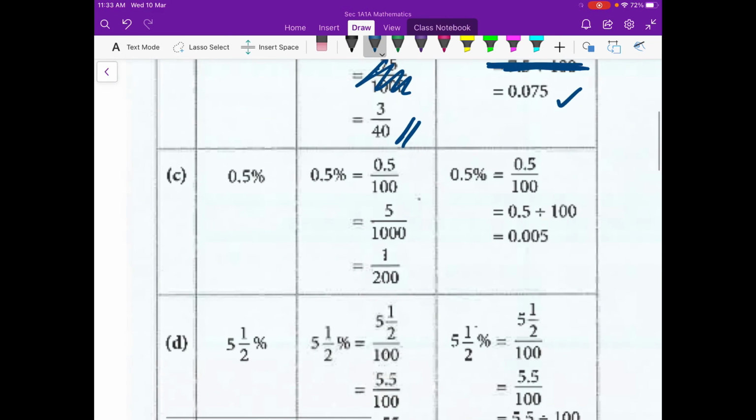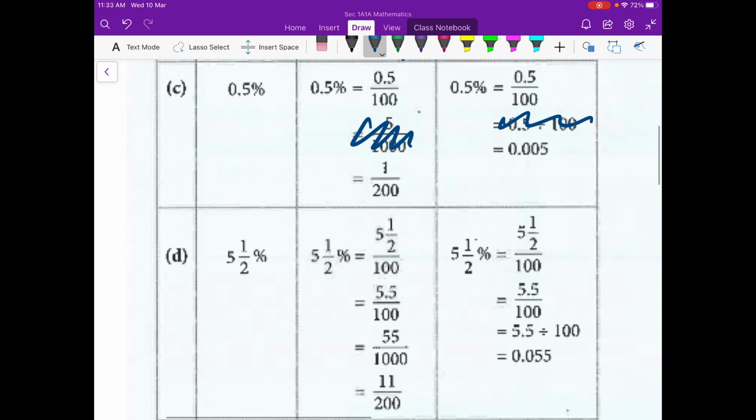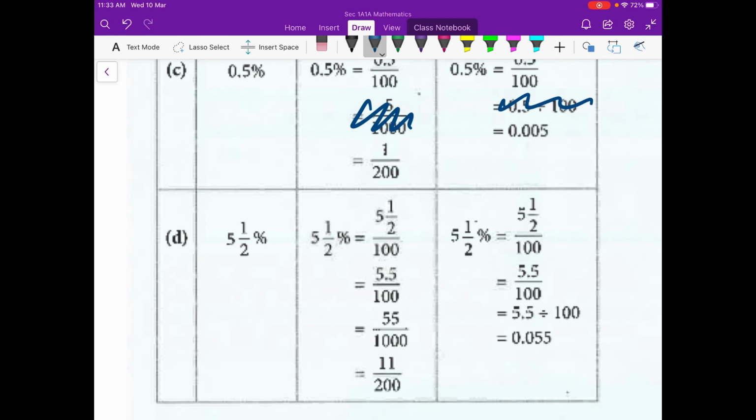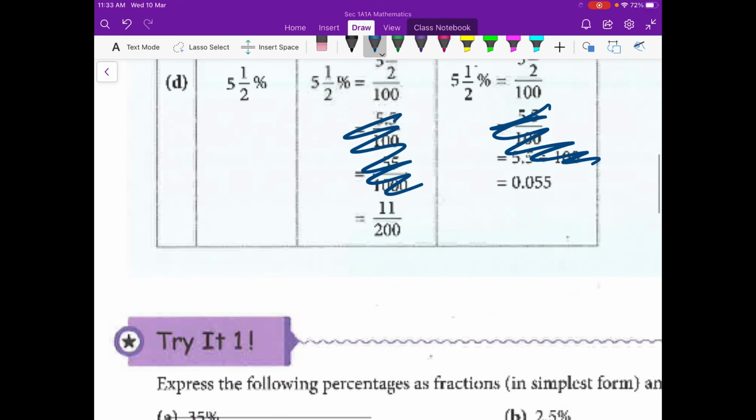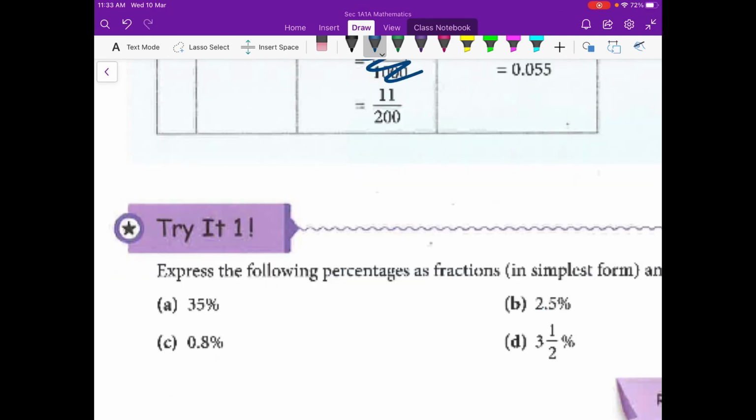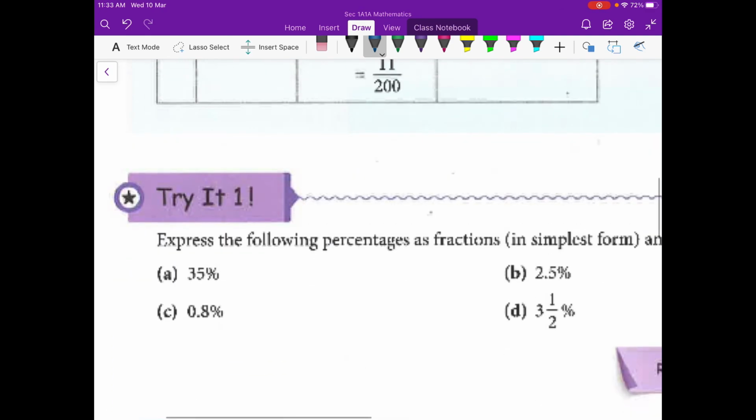Likewise, 0.5%, just put a 0.5 over 100. Key it into your calculator, press S to D, you get 1 over 200. Likewise, for the decimal S to D, you get 0.005. Alright, so if you look at part D, wow, it looks quite complicated. So many things to do. But it turns out, we can skip all these intermediate steps using just our calculator. Okay, so now your turn. Try it. A, B, C, and D. All not difficult. Do it properly.